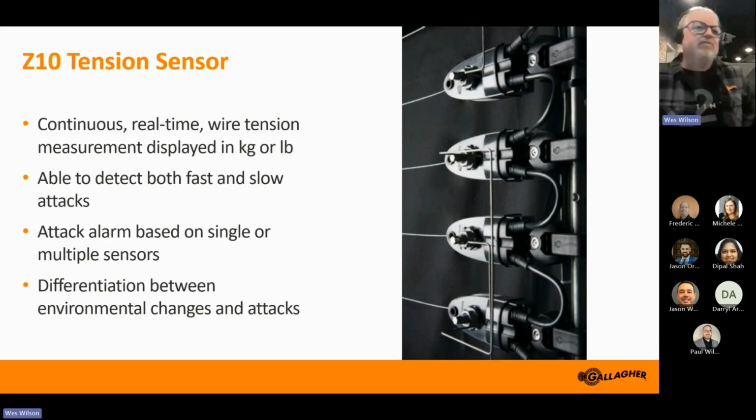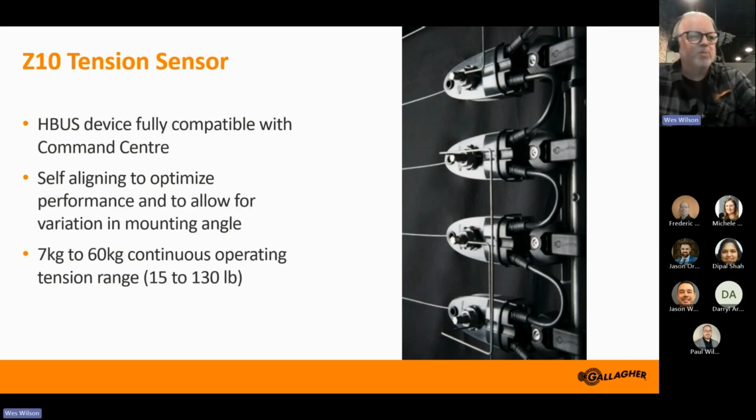It also is able to differentiate between environmental changes and attacks. There are ways you can set up the system so that if a squirrel is running across your line, it's not going to set off the sensors. It's an HBus device, fully compatible with Command Center. It's self-aligning, so that you're able to have the lines in any particular direction that you want. They don't have to be horizontal, they just have to be taut, and they'll do between 7 kilograms and 60 kilograms of operating tension.